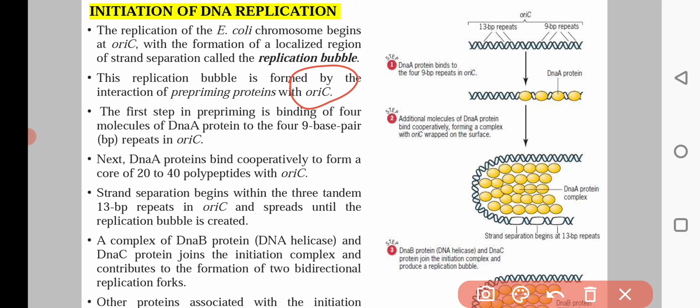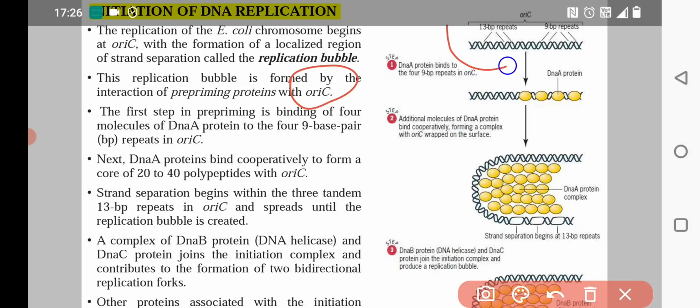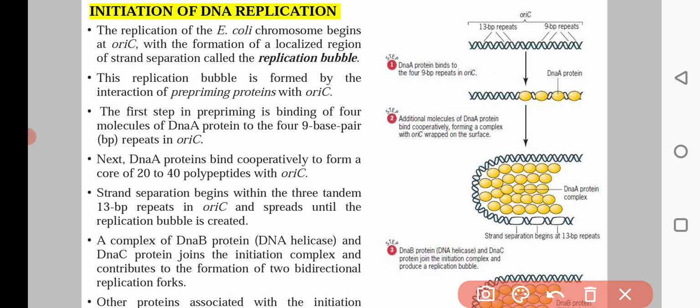So now we know that at the origin of replication there are 13 base pair repeats, which are 3 in number, and also four 9 base pair repeats are present. So what happens in prokaryotes? First of all, 4 molecules of DnaA protein come and join on the 9 base pair repeats, because we know that OriC, or origin of replication, is the place where first of all the strands get separated and replication starts.